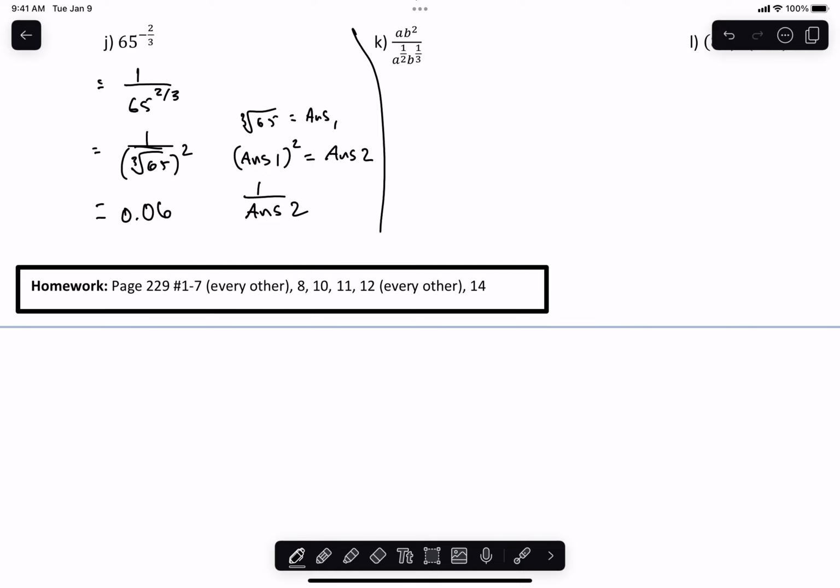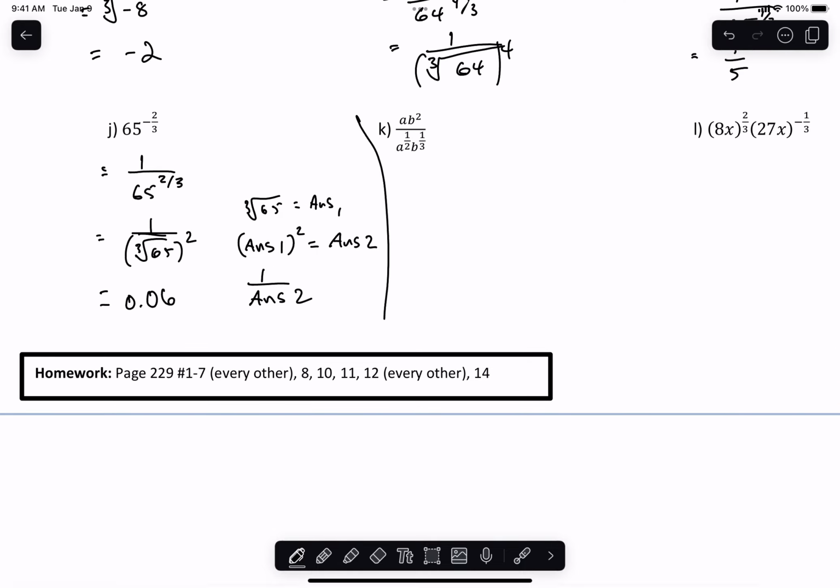Okay. Question K. What am I going to do here? I would apply some power laws here. This is a to the 1 minus 1/2, b squared minus 1/3. So we get a to the 1/2 multiplied by b. What's 2 take away 1/3? Robbie? 5/3, yeah? Are we okay with that? So I'd create a common denominator by multiplying by 3 over 3. I'd get 6/3 take away 1/3 would be 5/3.